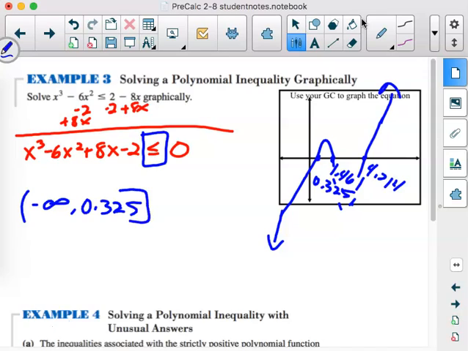But this time I'm going to have to include that because this has an equals bar. So that 0 has to be included in there. And then we have another segment here between the 1.461 and the 4.214 that's also going to be negative. And again, we have to include those zeros because this had an equals bar.